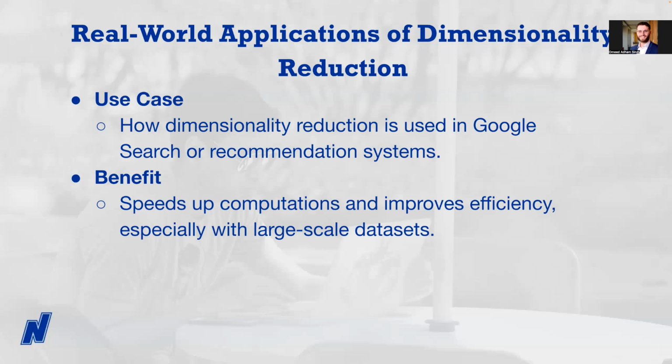Another example is in recommendation systems, like those used by Netflix or Amazon. These systems analyze user preferences and product features, often represented as vectors, to generate recommendations. By reducing the dimensionality of these vectors, the system can make faster and more accurate predictions without losing critical information about user preferences or product features.